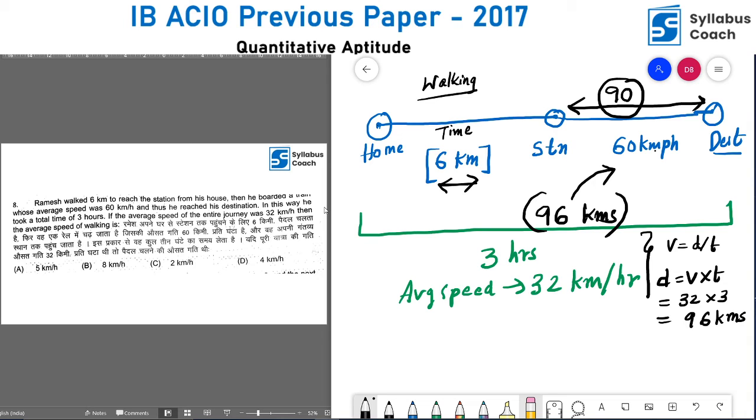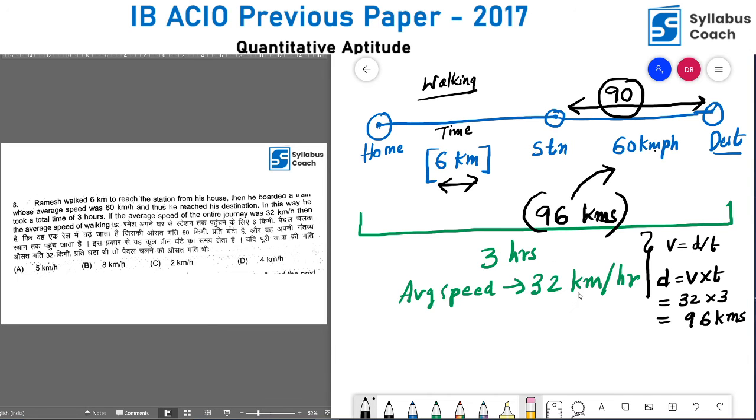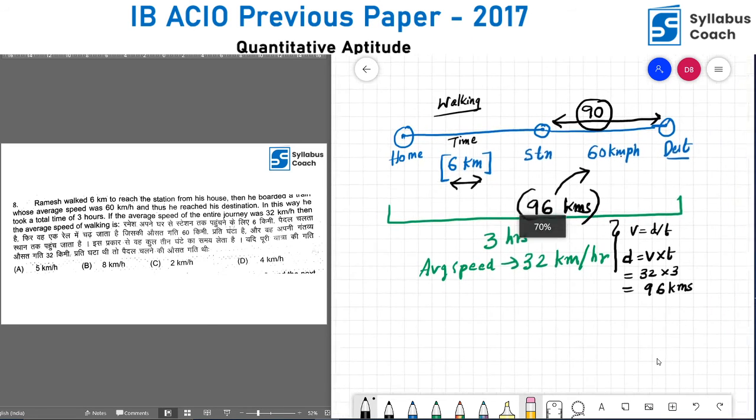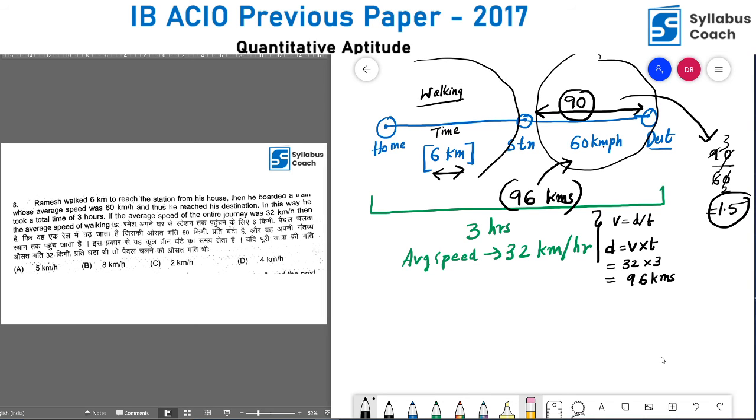Can I find the time for this section? Right? I can find out the time for this section very easily. So this particular section's time is distance by velocity, which is 90 by 60. So 90 by 60 is nothing but 3 by 2. It is 1.5 hours. That means you are taking 1.5 hours to travel from this station to destination. So out of 3 hours, you're taking 1.5 hours in this section. Therefore, the walking section requires 1.5 hours.